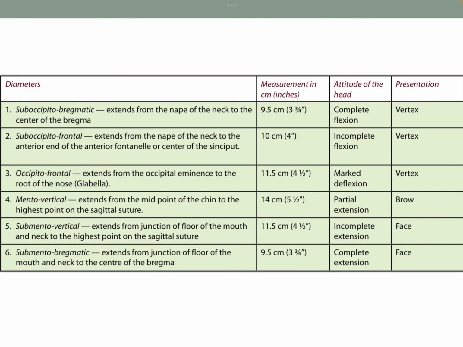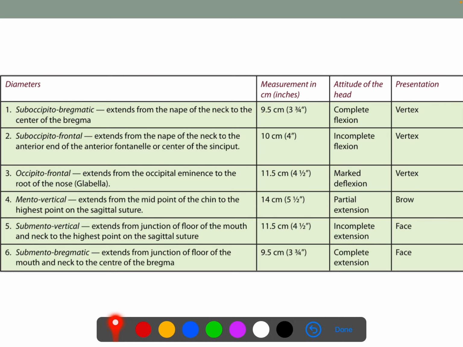And these are the diameters and the centimeters, and their attitude and the presentation. So what is a common presentation? Suboccipitobregmatic, vertex presentation. It is a complete flexion. This is the common position of the fetus.